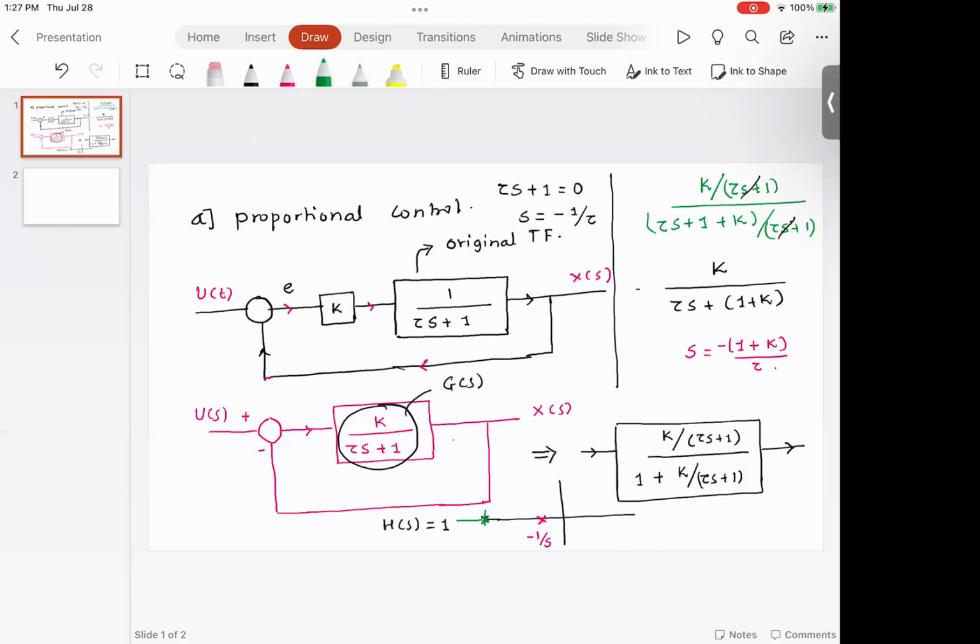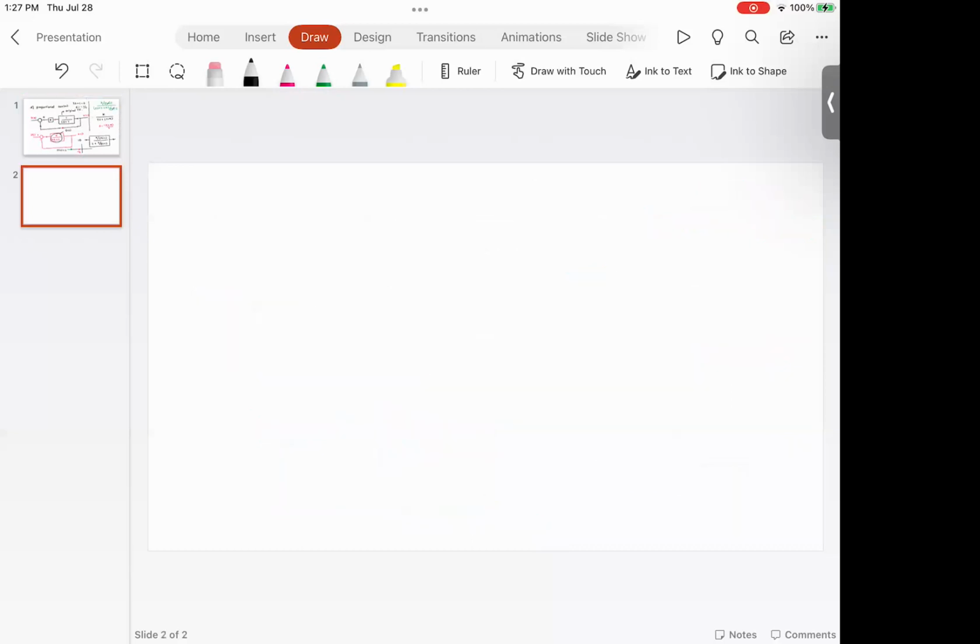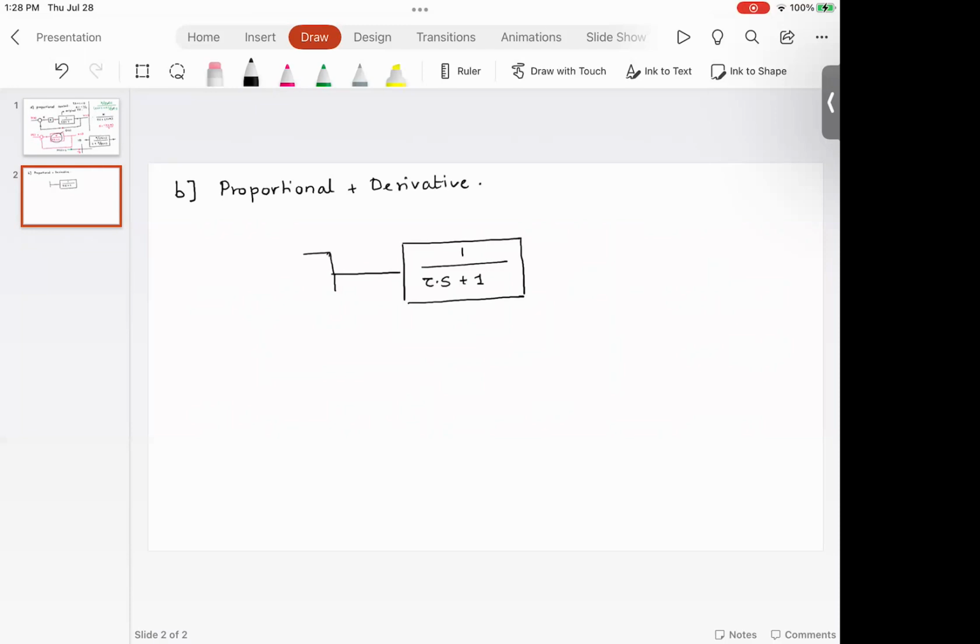Let me take another example, which is an extension of this example. If I were to add proportional and derivative control, so same transfer function, now the second case is I want to add proportional plus derivative. I'm going to write the plant transfer function as 1 divided by tau s plus 1. And then I have this controller. How does the proportional plus derivative look like? You have Kp plus Kd.